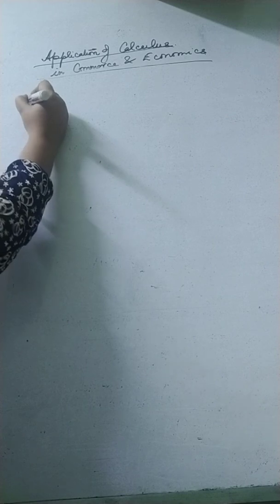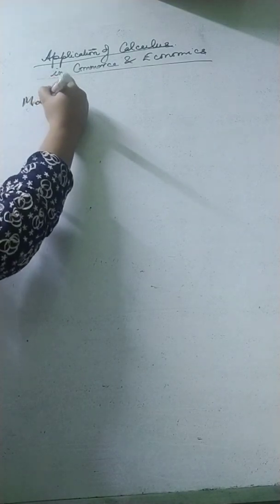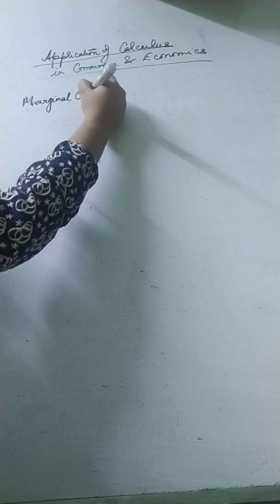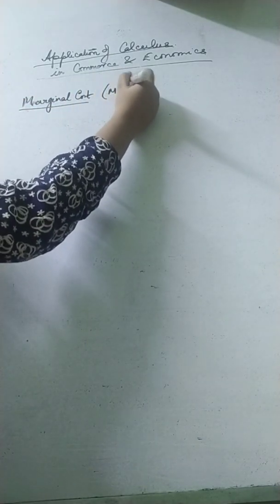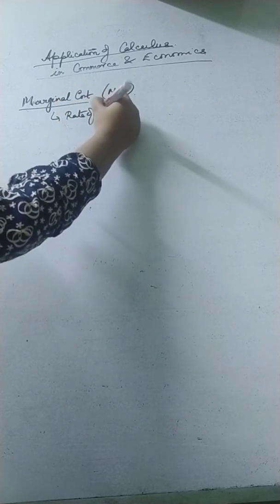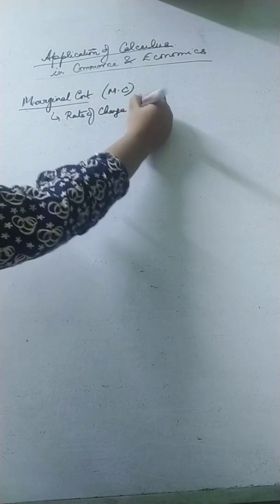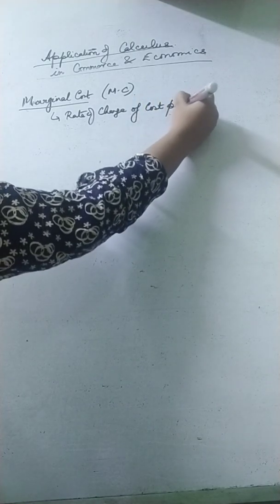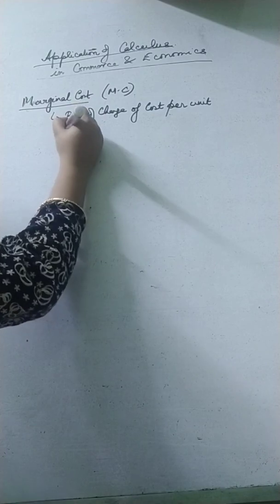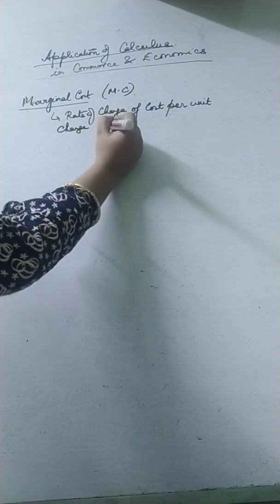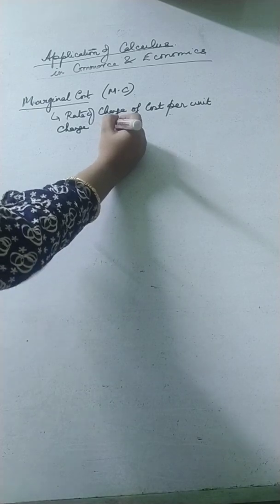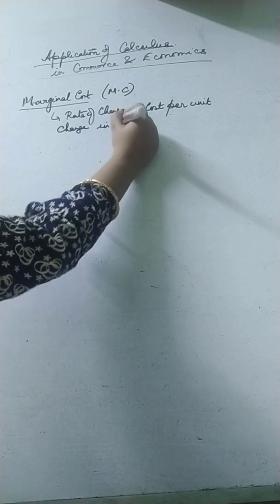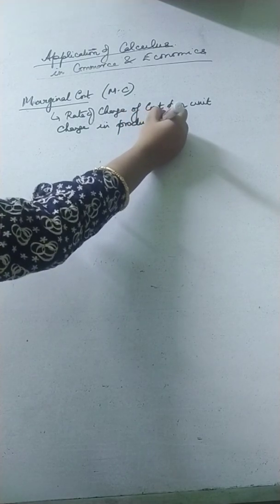Next we have the terms like marginal cost, MC, and we also have marginal revenue. Now what are they? Basically this is nothing but the rate of change of cost per unit change in production units.